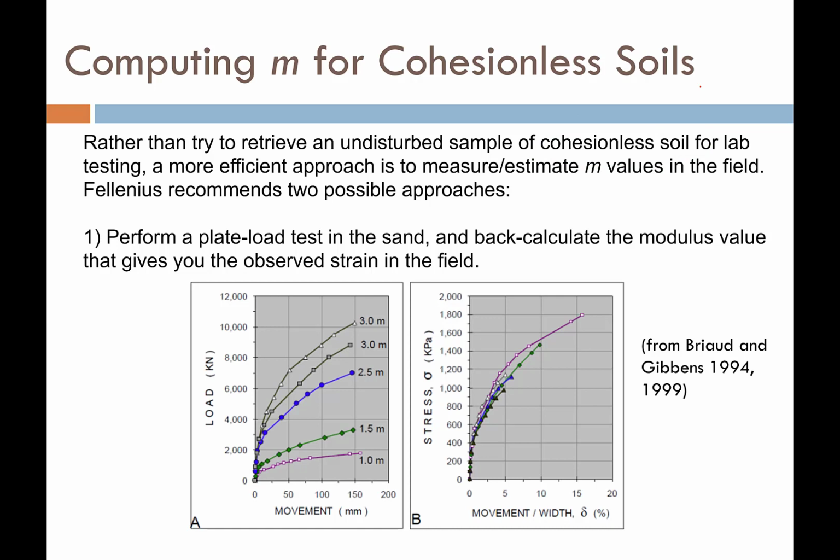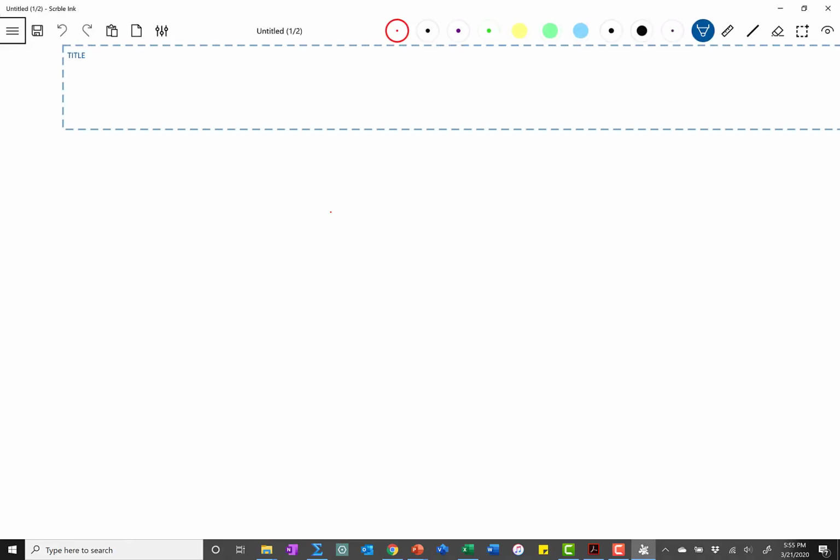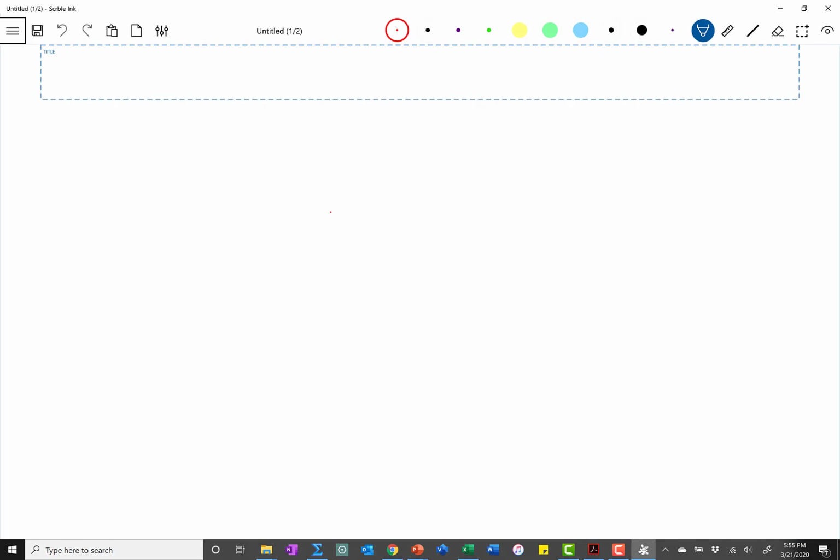So Fellenius recommends two possible approaches for getting M for cohesionless soils. The first approach is to do a plate load test. Go out to the cohesionless soil in the field and you load the soil up with a plate. Now, some of you are probably thinking, what in the world is a plate load test? A plate load test looks something like this.